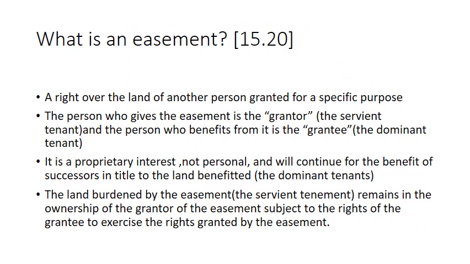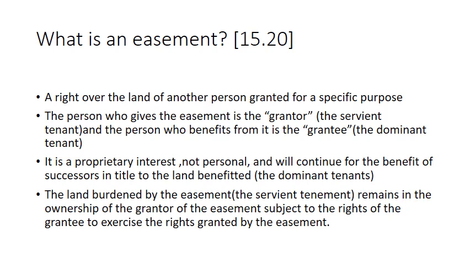Now let's look more carefully at the definition of an easement. Here I've divided it into 4 separate elements. As I said in relation to the earlier slide, it is a right over the land of another person granted for a specific purpose. And it becomes important to know what that specific purpose is. It isn't for any purpose, but it is for some purpose which is stated in the easement grant itself. The person who gives the easement is the grantor, right?